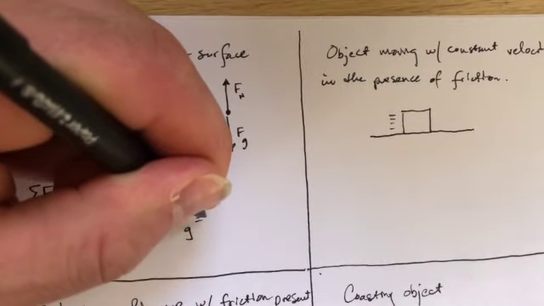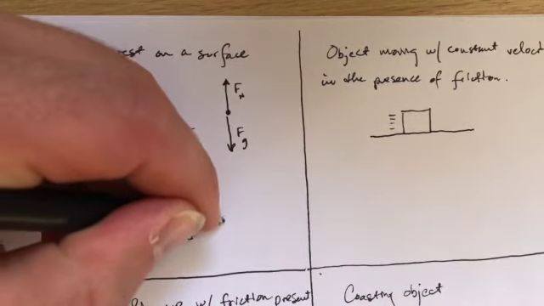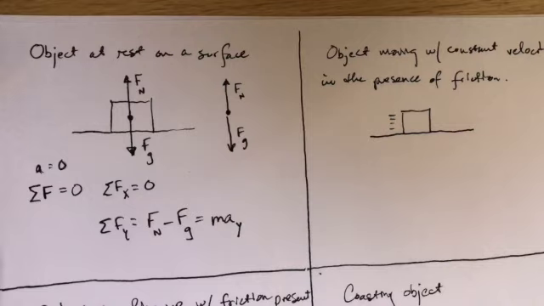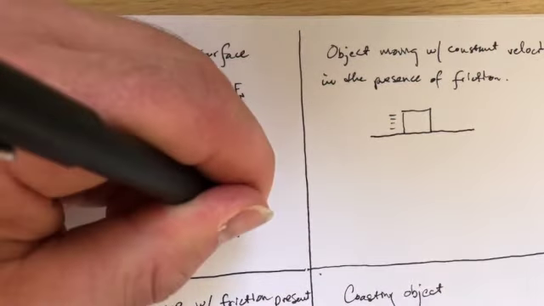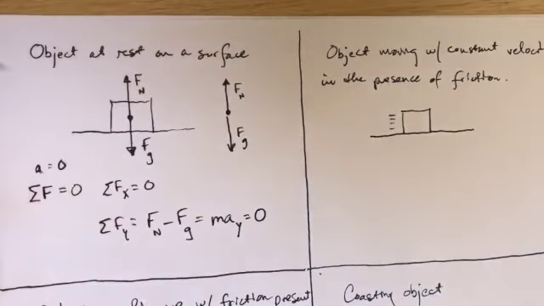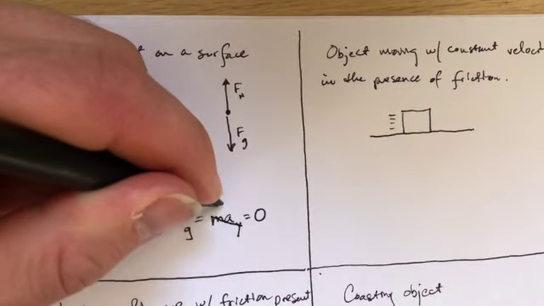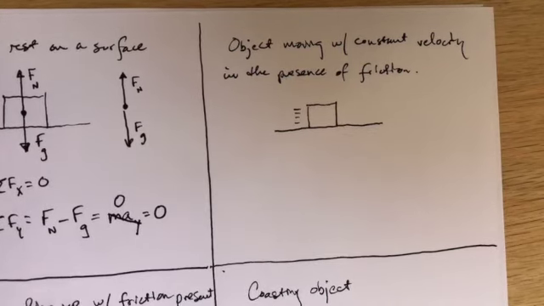We know that this is equal to the mass of the object times its acceleration in the y direction, but we know that there is no acceleration. It's not moving. So this truly equals 0. All right, and you could just cross this out and put 0 if you wanted. All right, so then let's take a look at the next example.